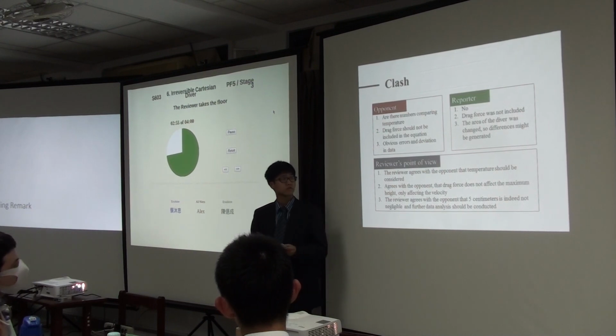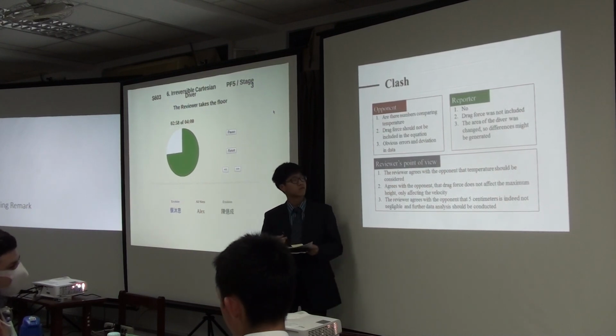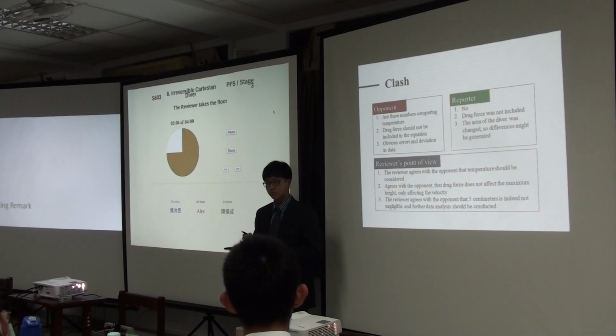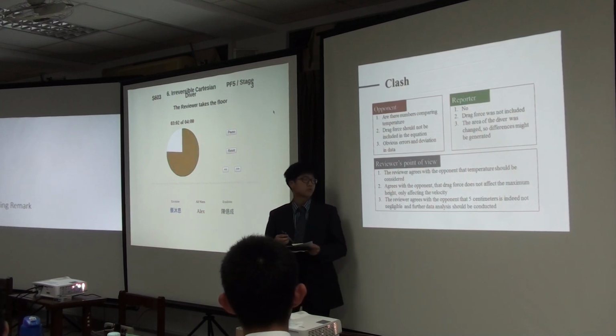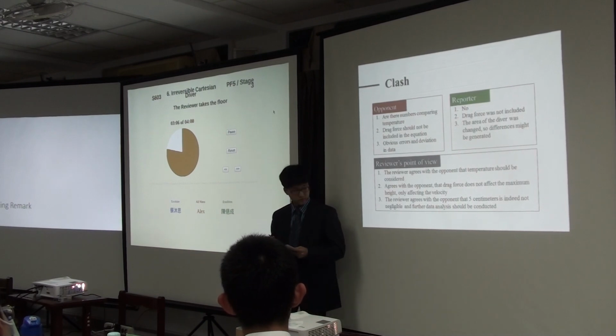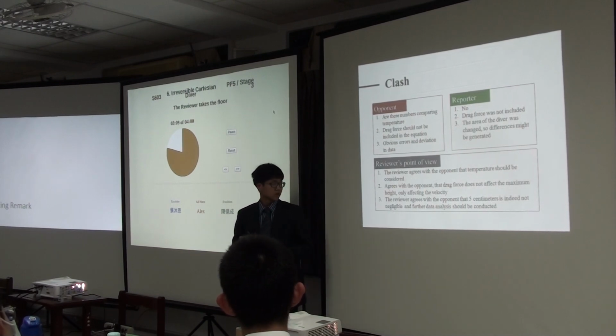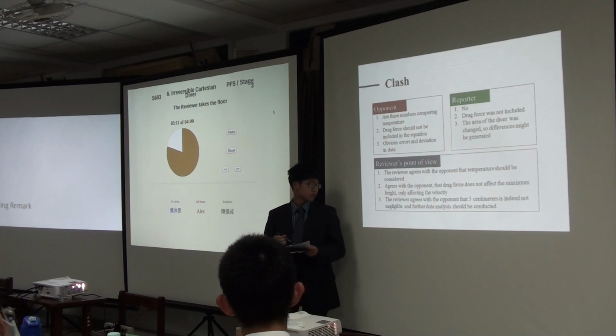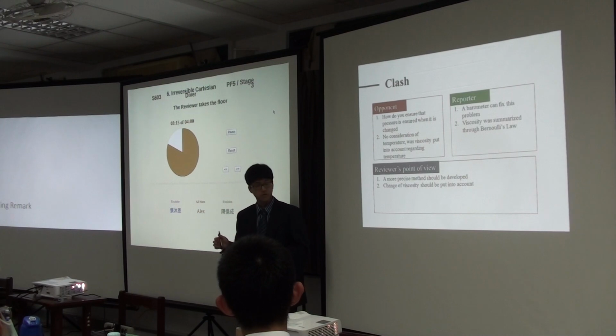So the third question is obvious errors in derivation in data, for example, in page 37. The answer from the reporter is that the area of divers was changed, so differences might be generated. And the reviewer's point of view is that the reviewer agrees with the opponent that 5 centimeters indeed is not negligible, and further data analysis should also be conducted.